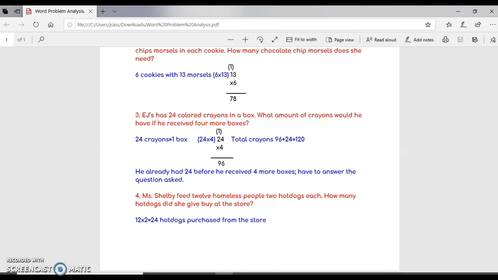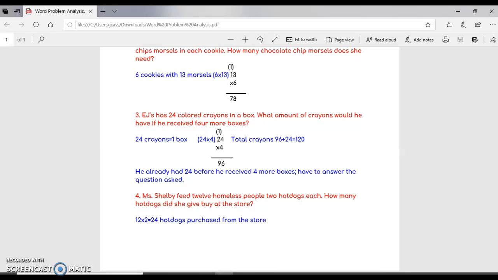But the grown person did continue on with what the question was asking, and they did the same as I myself did. They did 24 times 4, got the answer of 96, and then added the other box, which had 24 crayons in it. So what amount of crayons would he have if he received 4 more boxes? They answered 120 because they went the next step in the question and answered it completely, where the student just did the multiplication and did not answer the complete question.